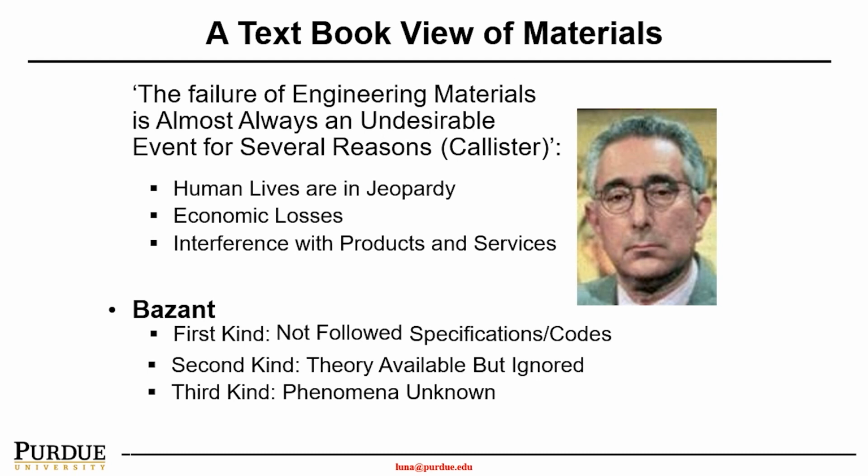of engineering structures. The first kind is not following specifications or codes. Second, the theory is available, but generally ignored. Third kind, which are phenomena unknown. As humans continue to discover new knowledge, we often and always have these unknown phenomena.